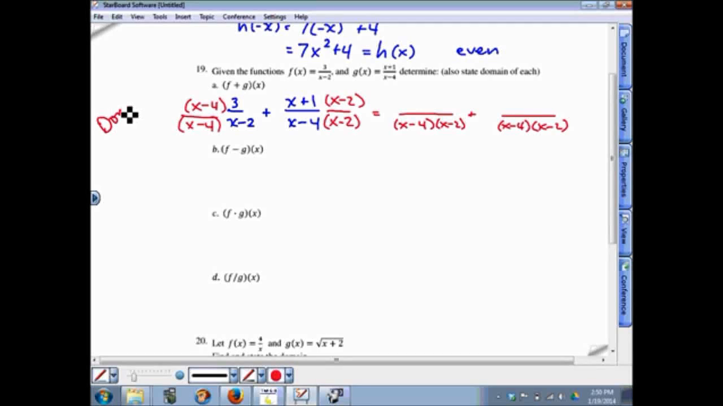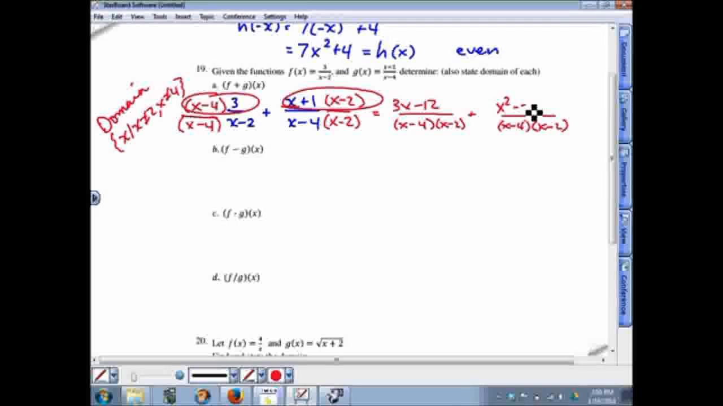And write that over here. The domain for part A, all values of x such that x does not equal 2, and x does not equal 4. Now this piece right here, numerator, that's 3x minus 12. This one right here is going to be x squared minus x minus 2.